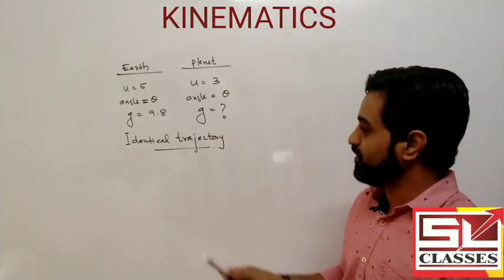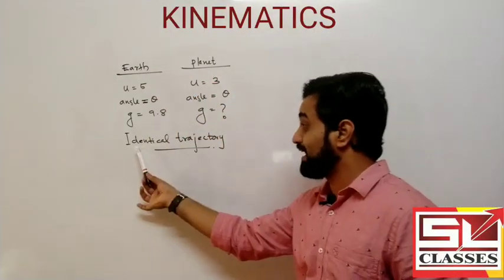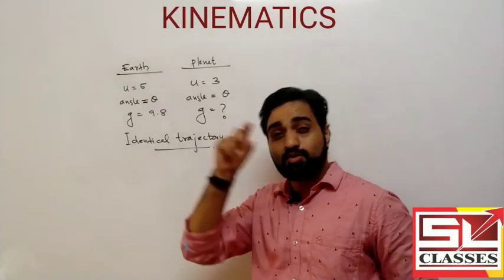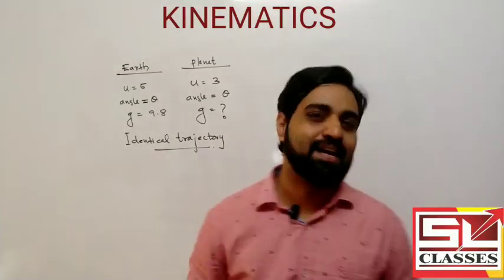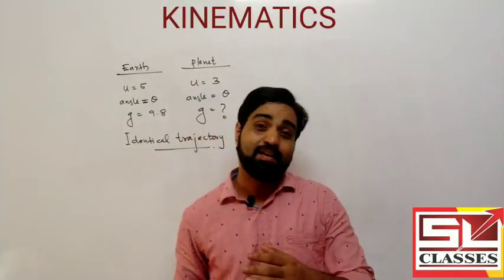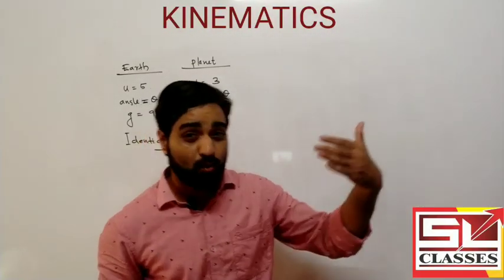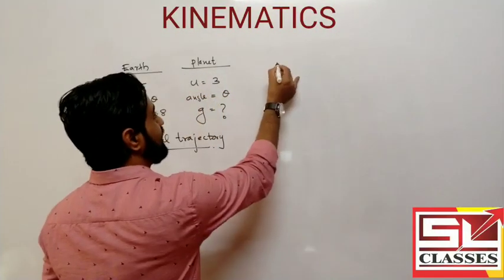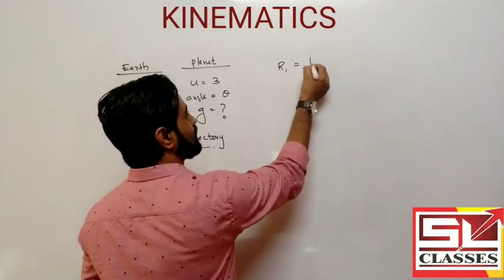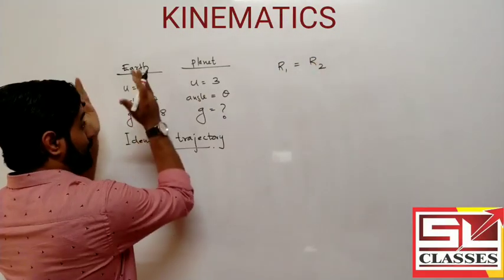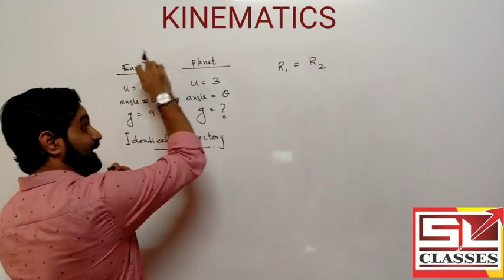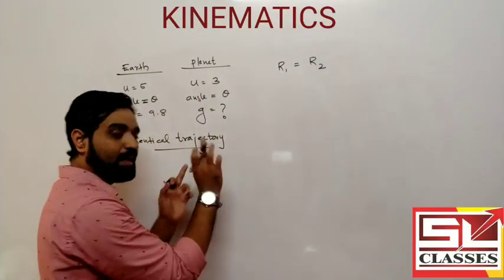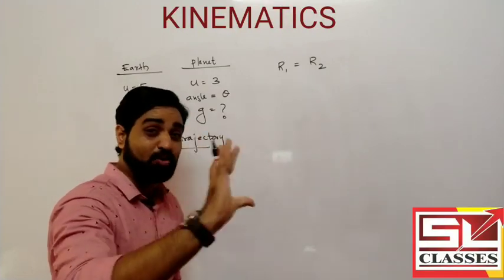And one more data is given. Both the projectiles have identical trajectory. This is the key idea to solve this problem. Identical trajectory means they have equal range or equal height. Okay, both are same. So we can take range 1 is equal to range 2. For the projectile projected on Earth and the projectile projected on the planet, both have identical trajectory. That means both have equal range.